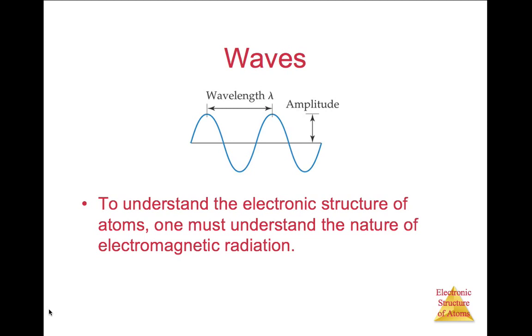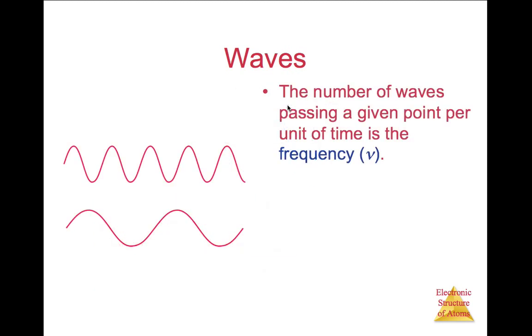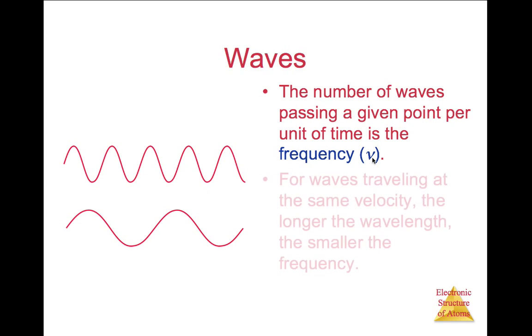First of all, waves have something called a wavelength, symbolized by the Greek letter lambda. The distance between corresponding points on adjacent waves is called the wavelength. Get used to that Greek letter lambda and know that it always means wavelength. The number of waves that pass a given point per unit time is called the frequency, and it's symbolized by this little symbol right here that looks like a V. It's actually another Greek letter, but it looks kind of like a V and it stands for frequency.